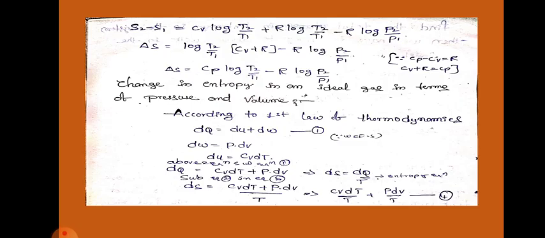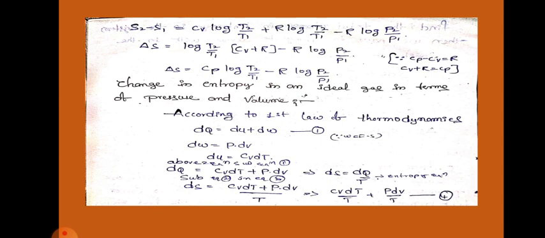According to the first law of thermodynamics, dq is equal to du plus dw. This is equation number 1. Here dw is equal to p dv, since w is equal to f dot s, and let du is equal to Cv dT. So substitute the du and dw values in equation number 1.